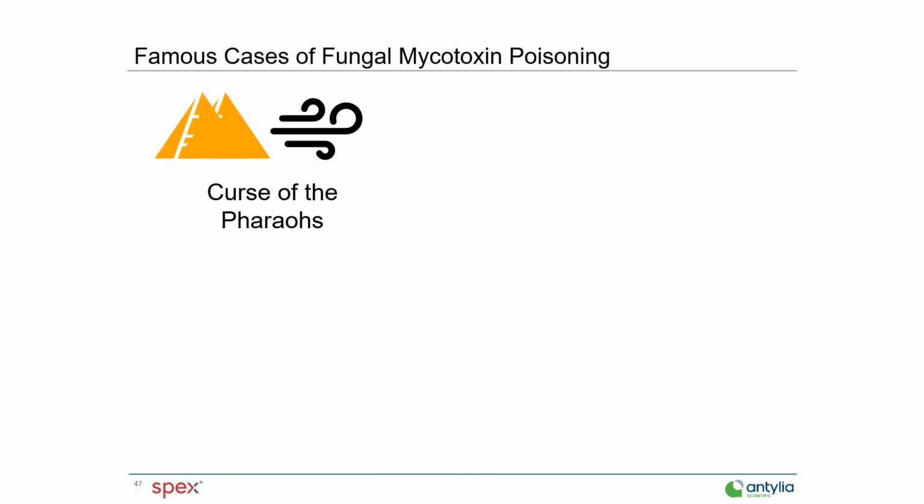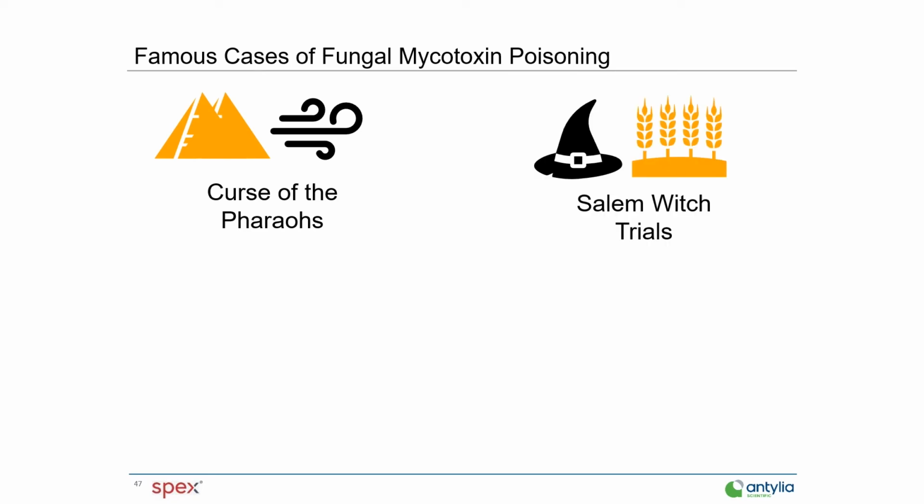So we've all heard of some of these cases of mycotoxin poisoning. One of the most famous ones, we've heard of the Curse of the Pharaohs. Supposedly there is a possibility that when Howard Carter opened up the tomb of King Tut, they were exposed to these mycotoxins. There were these black molds. So that was one of the possible mycotoxin poisonings.